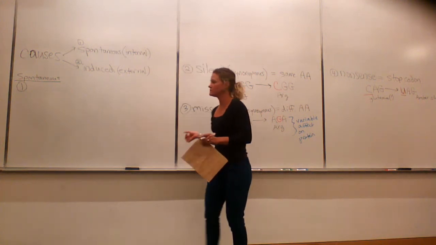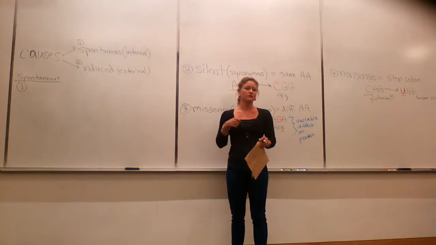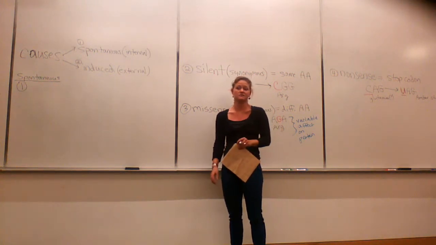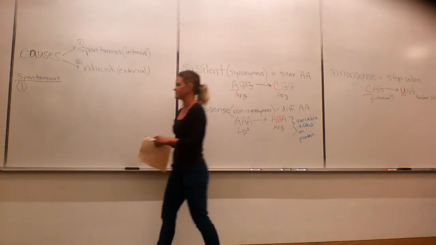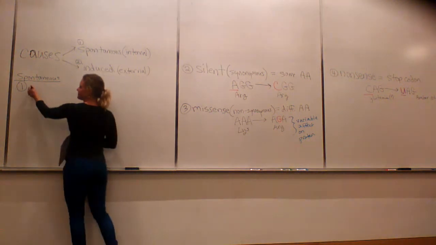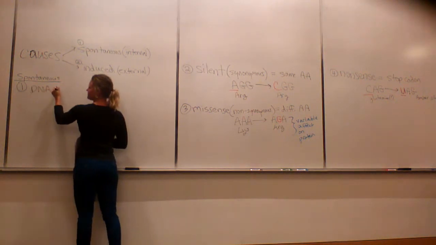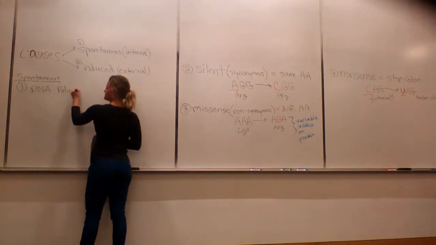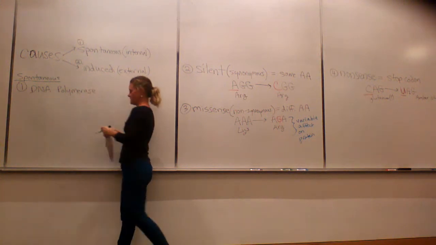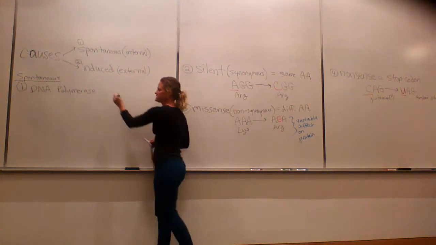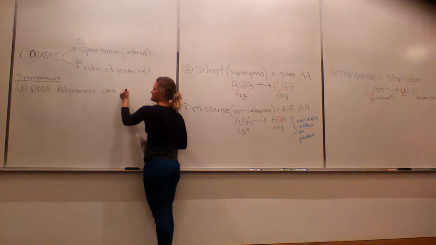Okay, so DNA polymerase itself, remember, is error prone. It can make mistakes. Okay, it's not a perfect system every time. So the polymerase itself during replication, you can have errors. This enzyme's not perfect, and it can certainly insert the wrong base.